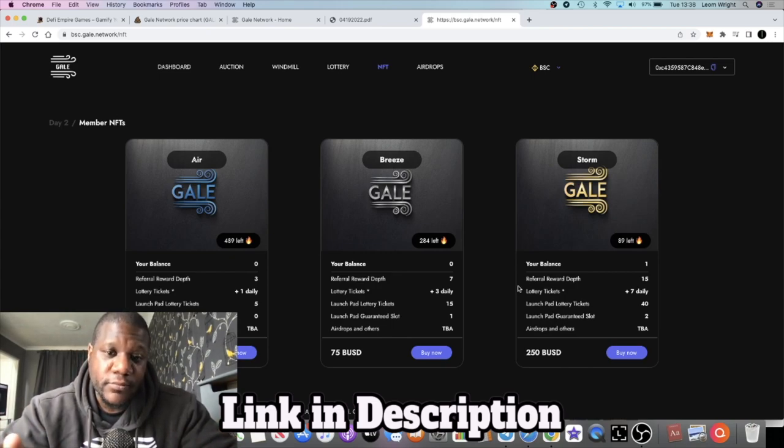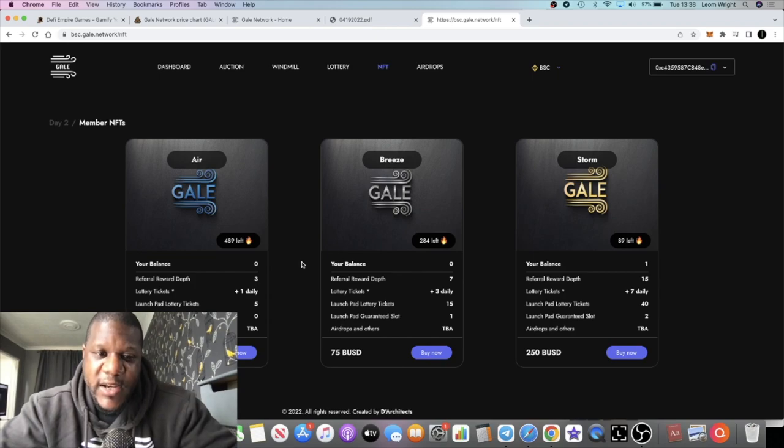But no risk, no reward at the end of the day. It's not a huge amount to throw away. So you also have these other 2 NFTs. You can get the cheap one at $25 BUSD.